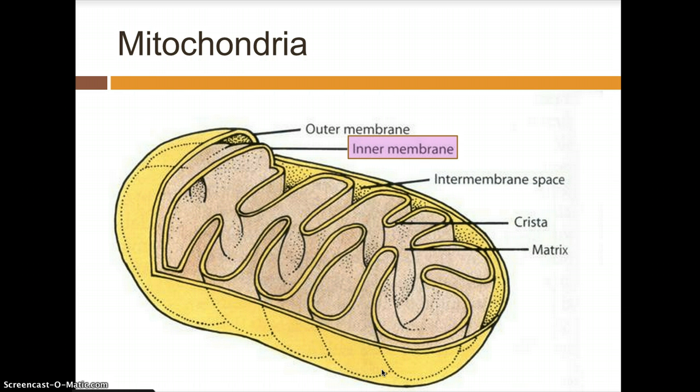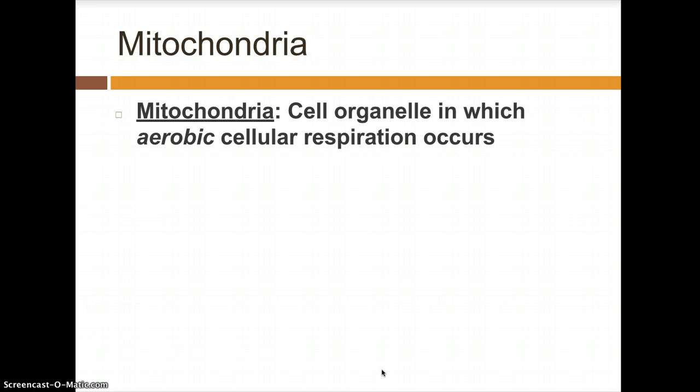So we need to know where this happens in the mitochondria. You'll notice I've highlighted the inner membrane. That is because this is the place where further mechanisms of cellular respiration occur. So we know glycolysis is in the cytoplasm, but we need to look at the inner membrane specifically for other mechanisms of cellular respiration. And then just some basic terms here.